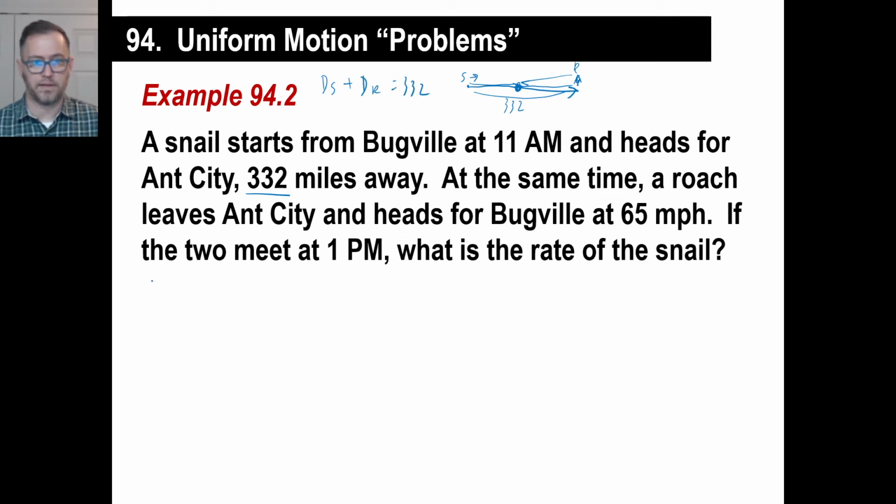Of course, we write not D, but the rate of the snail, time of the snail, plus the rate of the roach, time of the roach. And there we go. That's going to be the equation we plop stuff into. Okay, so a snail starts at 11 and they meet at 1. So the time of the snail is 2, right?